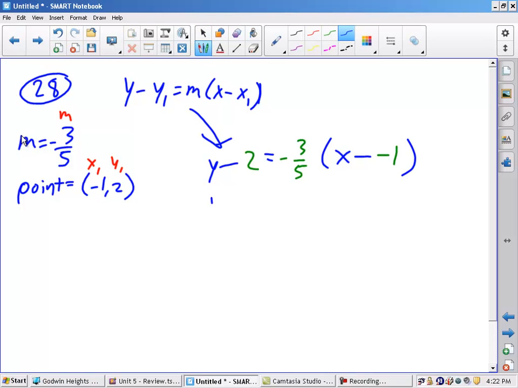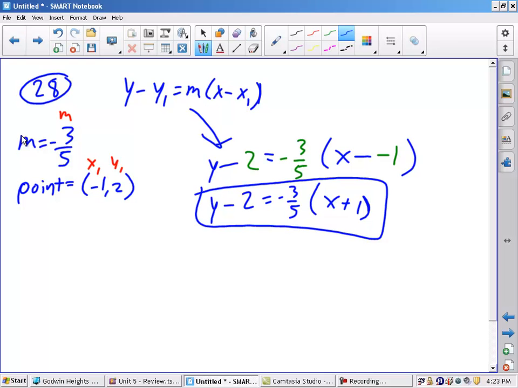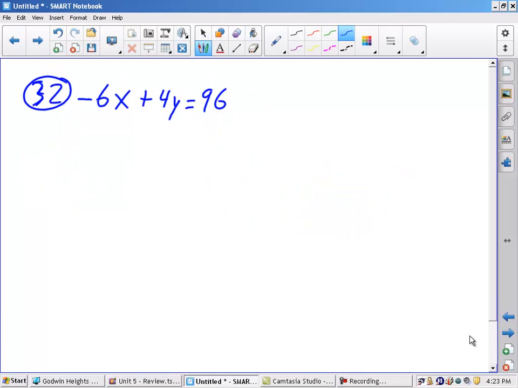Now I'm going to want to clean it up. So y minus 2 equals negative 3/5 is fine, times x plus 1, and there's nothing more to clean up. That's in point slope form. Remember that you could have gotten it in slope intercept form if you want to use it for a graph or something. Simply by getting y by itself, I would need to distribute and then add 2 to both sides.